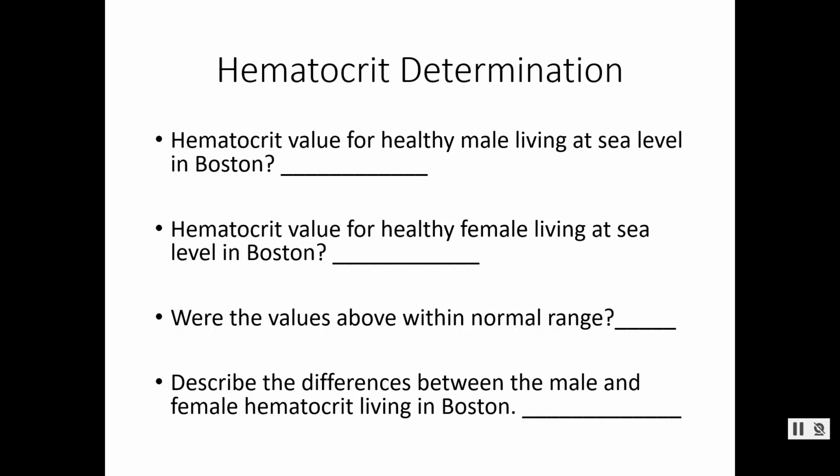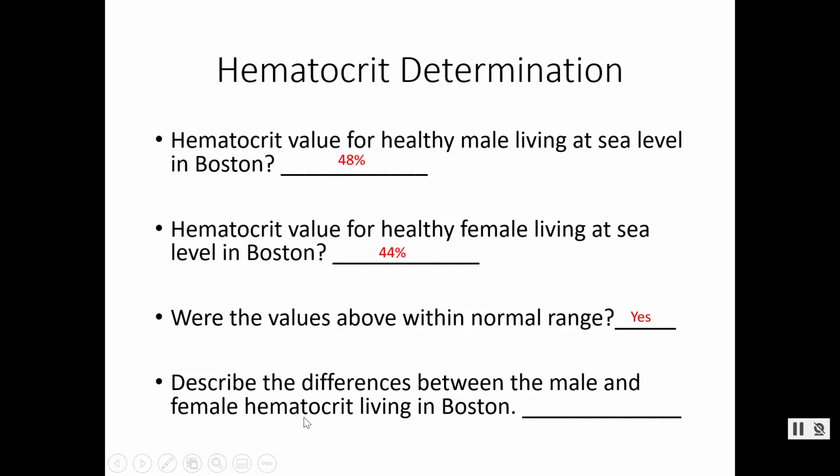Let's figure out what everything means. So your hematocrit value for the healthy male living at sea level in Boston, what was that percentage? It was just 48%. We got that straight from the chart. Same thing for the female living at sea level in Boston. What did our chart say? 44%. Were the values within normal range? Yes. So normal hematocrit varies between males and females slightly.